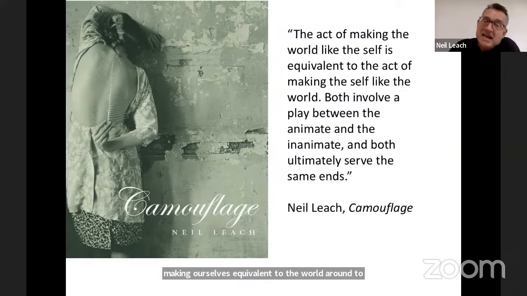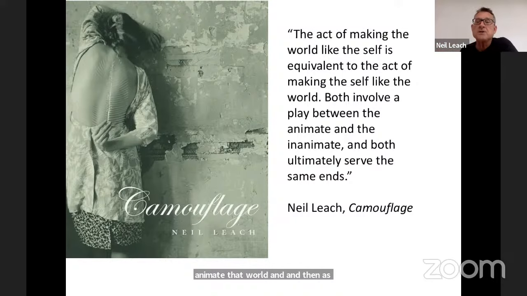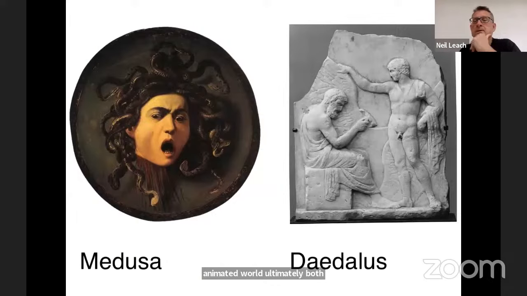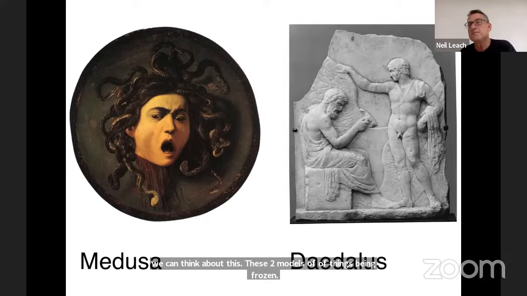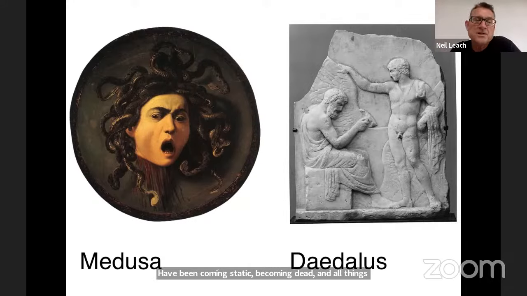Either we become inanimate, like that inanimate world, or we animate that world, and then as animate beings we can relate to an animated world. Ultimately, both serve the same ends. So we can think about these two models, of things being frozen, becoming static, becoming dead, or things becoming alive, in terms of these famous myths from classical antiquity. Medusa's head was something that if you looked at it directly, it would turn you into stone. Again, a very architectural sort of metaphor.